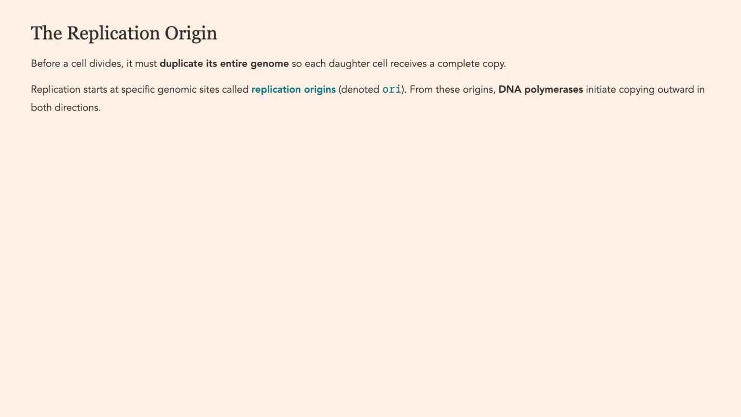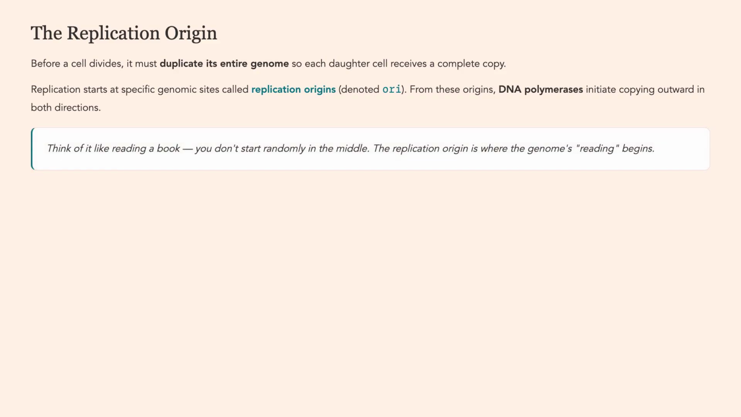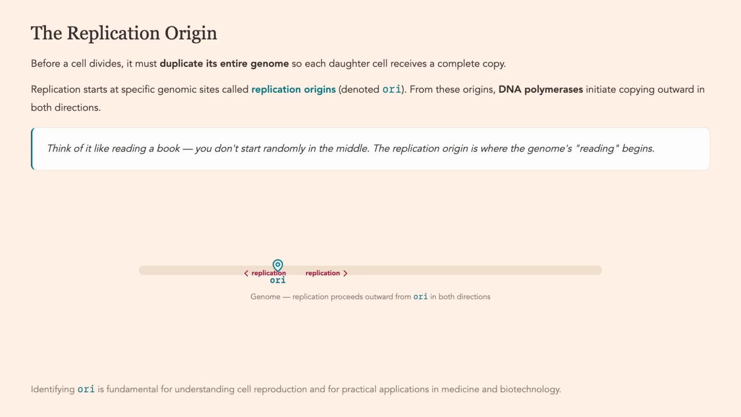From these origins, specialized molecular machines called DNA polymerases initiate copying, and replication proceeds outward in both directions. Think of it like reading a book. You don't start randomly in the middle. There's a specific place where reading begins. In the genome, the replication origin is that starting point. Identifying where ORI is located in a genome is a fundamental question in molecular biology. It matters not only for understanding how cells reproduce, but also for practical applications in medicine and biotechnology.